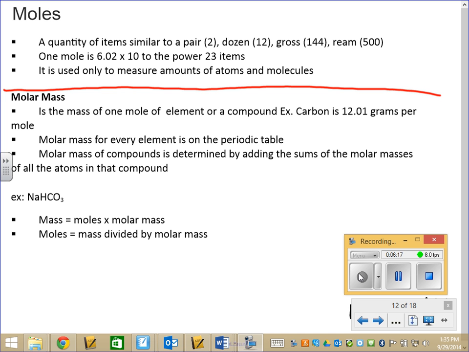So here's what it says in terms of moles, which is what we're talking about. A mole in chemistry is not a creepy animal that you find in the skimmer basket in your pool.